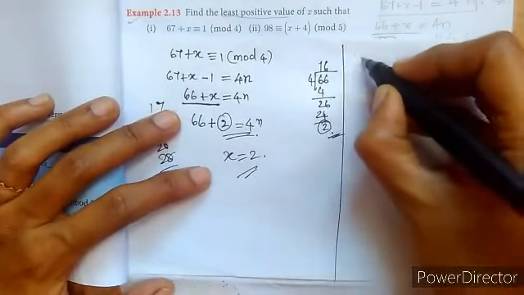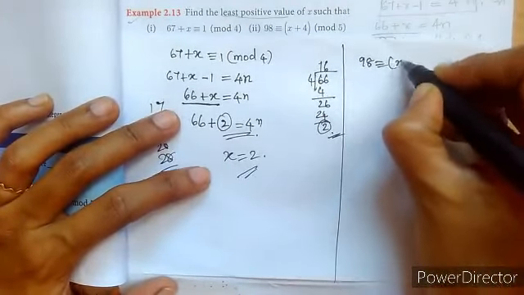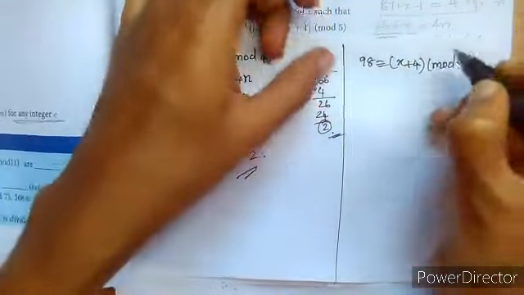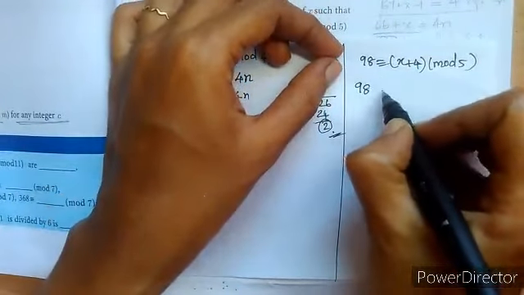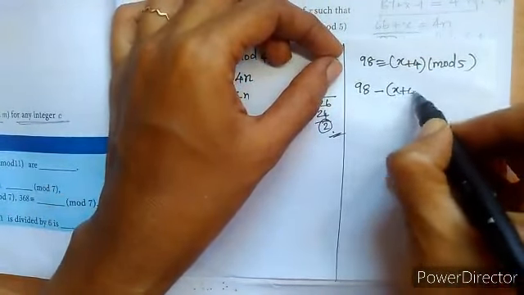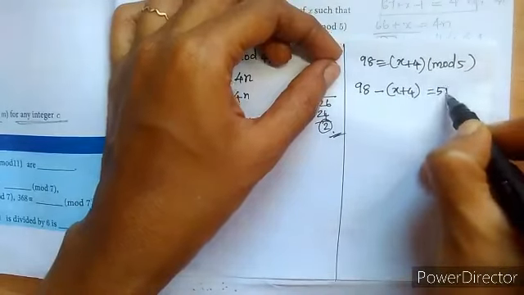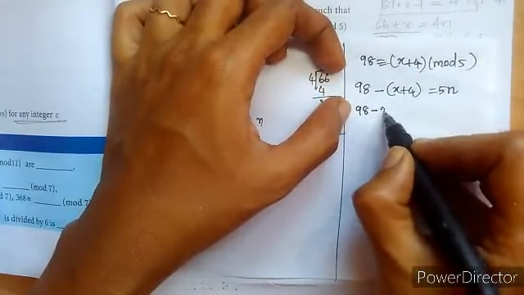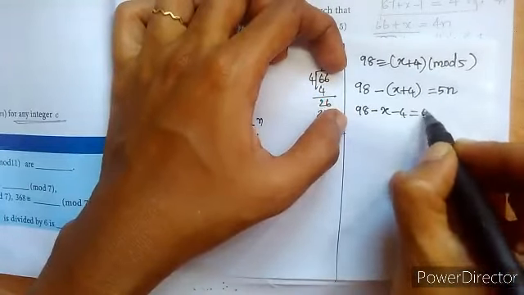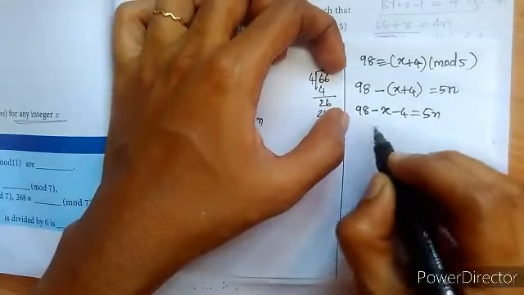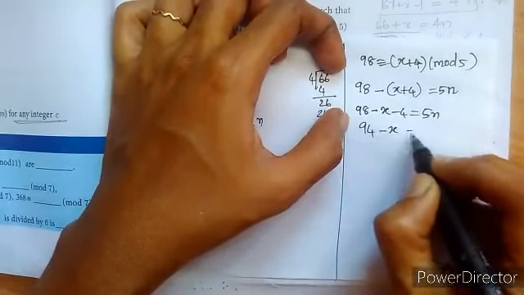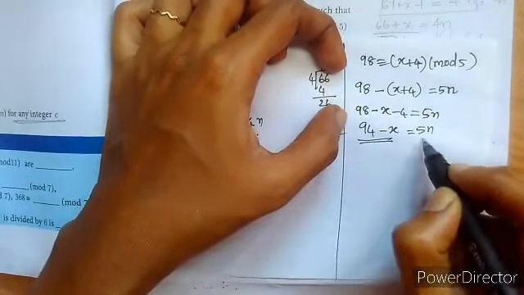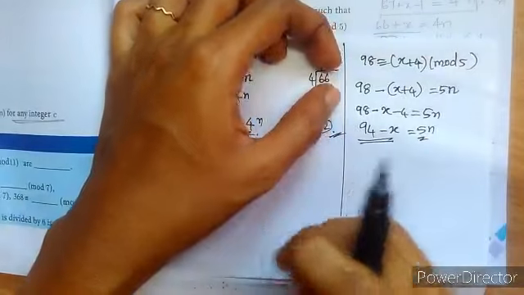Second one, 98 congruent to x plus 4 mod 5. So this can be written as 98 minus (x plus 4) equal to 5 into some integer, that is n. So 98 minus x minus 4 equal to 5n. 98 minus 4 is 94, minus x equal to 5n. The meaning of this is 94 minus x is divisible by 5, isn't it?